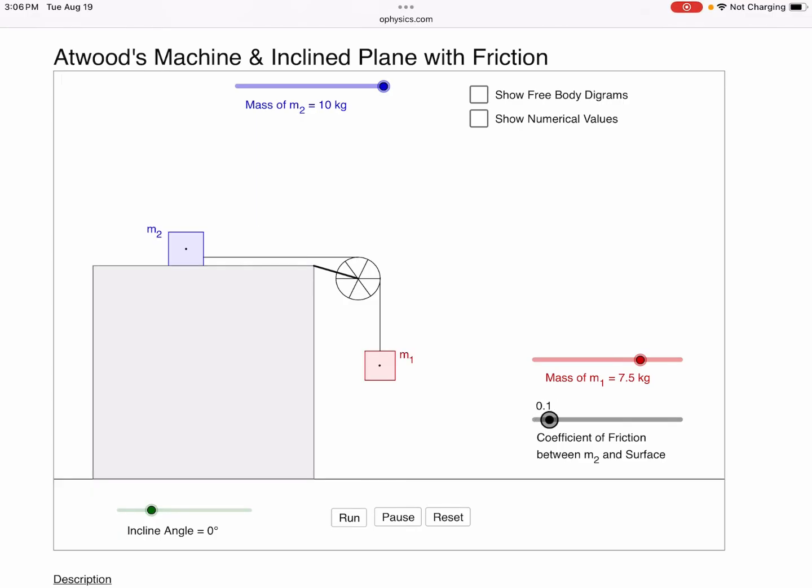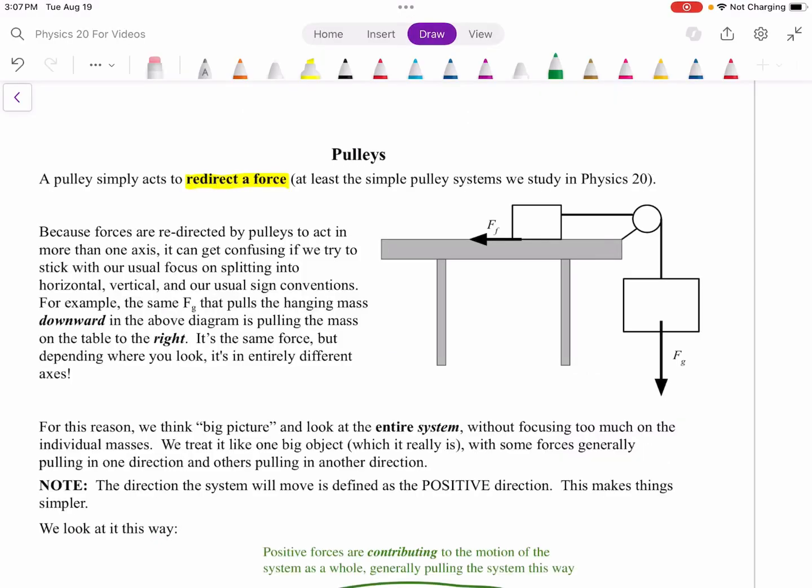Now if I introduce some friction, right? It's the same scenario, except now we've also got friction up there at mass 2 that's going to be resisting the pull of gravity. And so what happens, it still accelerates downwards, but not quite as quickly because that force of friction is fighting the motion of both masses. So because of this fact, because these forces are redirected by pulleys to act in more than one axis, right?